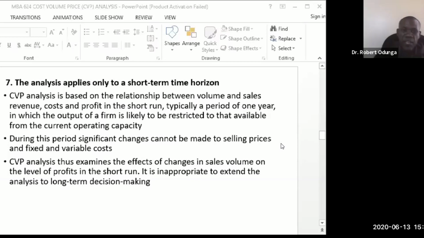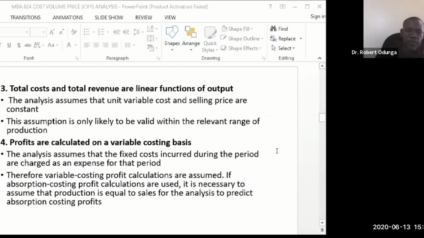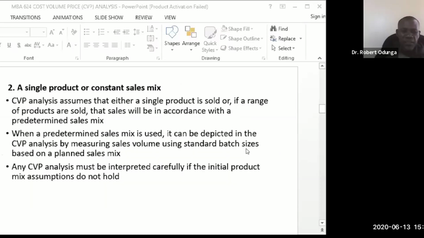Somebody asked a question on assumption number 2, a single product or a constant sales mix. CVP analysis assumes that either a single product is sold or a range of products are sold.